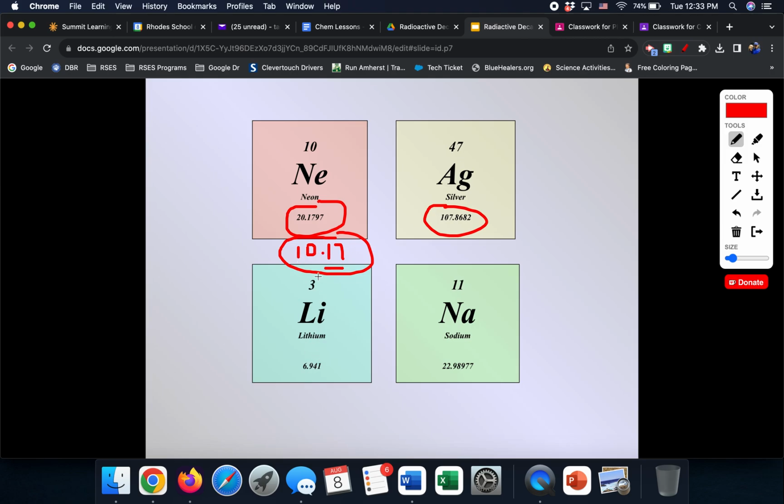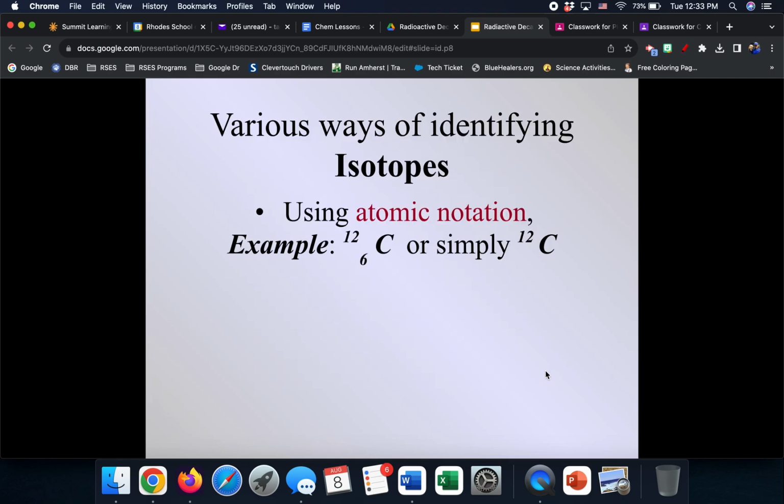Here, 6.94 minus 3 would be 3.94, meaning the most common number of neutrons for lithium would be 4, because it's so close to 4. Yes, some will have 3, but way more will have 4, so they weigh that percentage, and the most common would be 4.